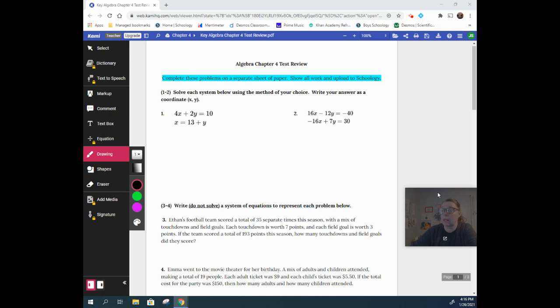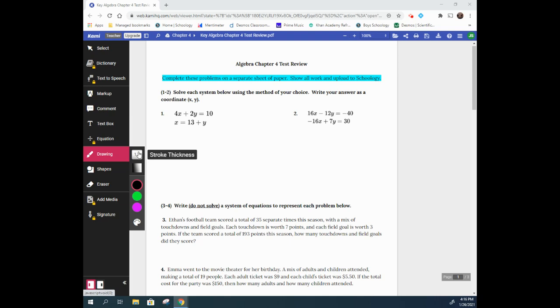our test next class. So first couple of problems, solve each system below using the method of your choice. And it says show all of your work and upload to Schoology. So first one, you're going to decide, do you want to use substitution or do you want to use elimination?